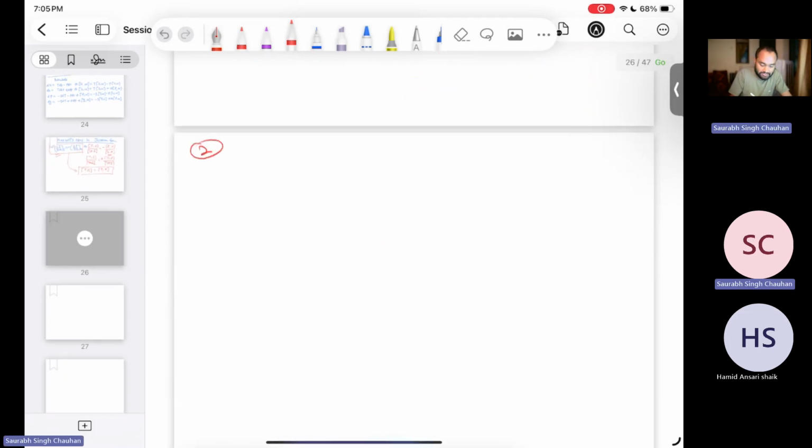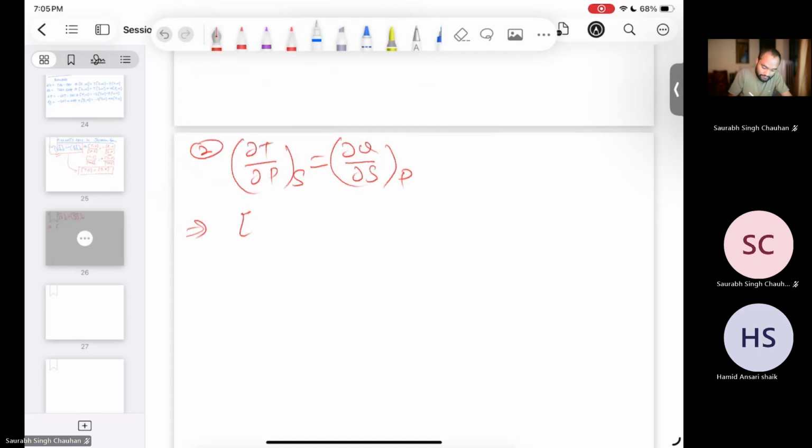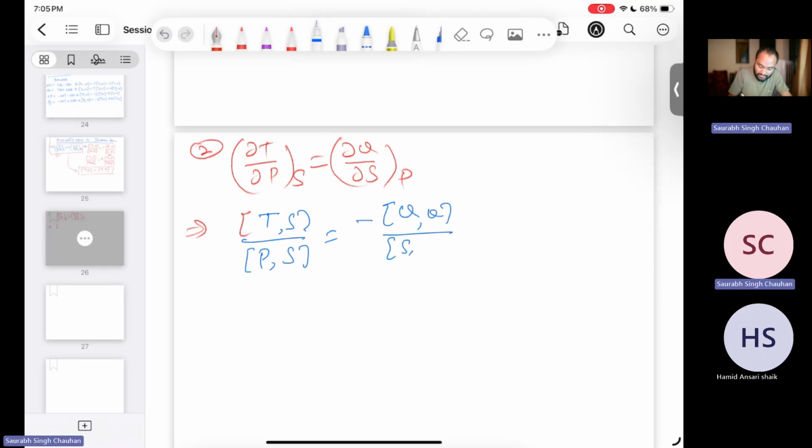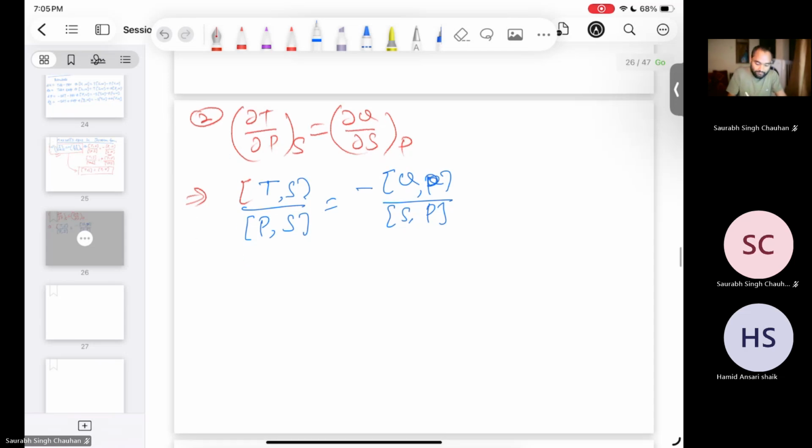Now coming to the second equation, del T by del P at constant S is equal to del V by del S at constant P. Use the same thing. T by P with S common, minus V by S with P common. Flip the order of the denominator. The negative sign will be gone, and what will be left is T comma S over P comma S equal to P comma V.